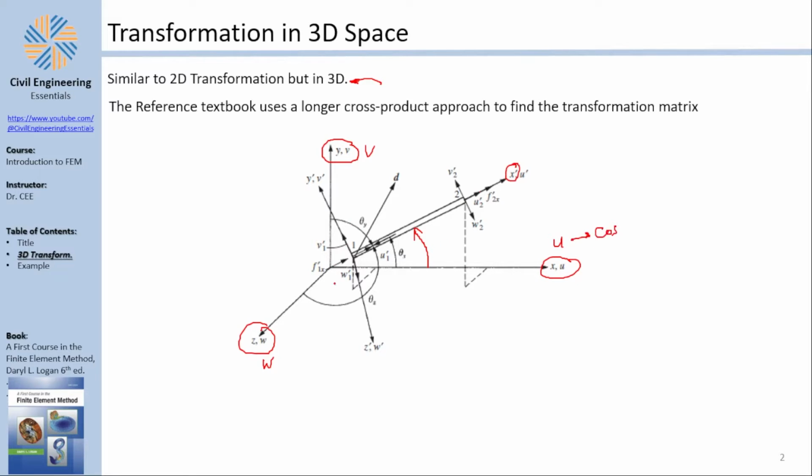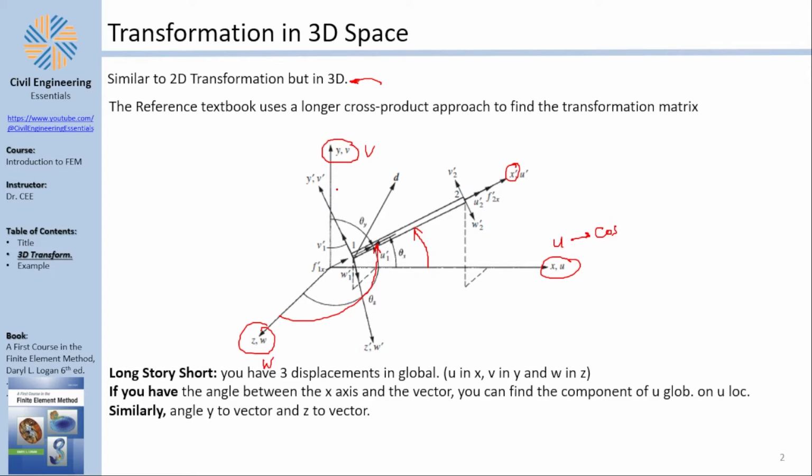If you know the angle between the z-axis and your local vector, then you can multiply w by its cosine, and so on. So the idea behind this is that we need to find the angles between the global axes and the local x-axis to be able to find the relationship between global and local. In other words, long story short, you have 3 displacements in global, which means you need to switch them into local, so you need the angles.